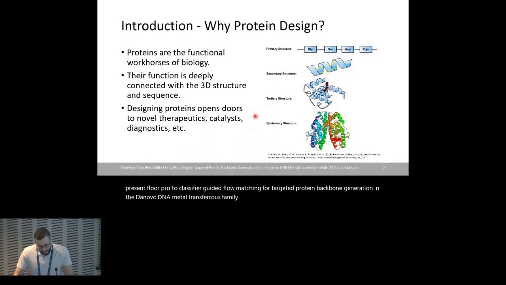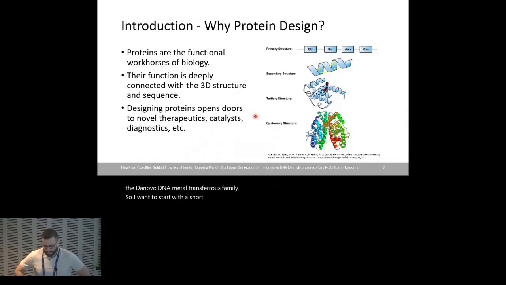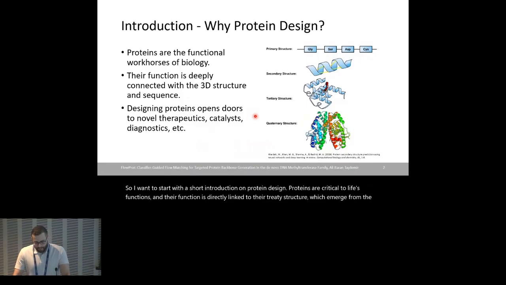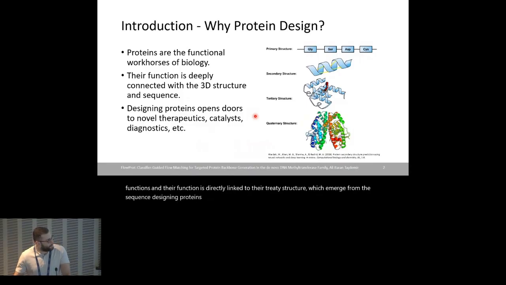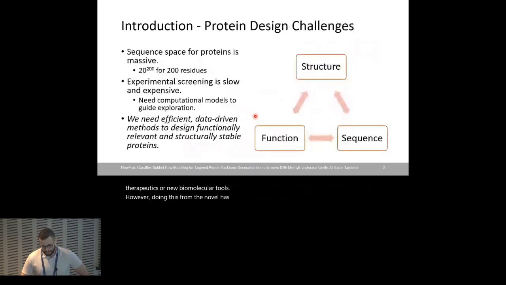So I want to start with a short introduction on protein design. Proteins are critical to life's functions, and their function is directly linked to their 3D structure, which emerges from the sequence. Designing proteins with novel or enhanced functions can lead to powerful therapeutics or new biomolecular tools. However, doing this de novo has some difficulties.